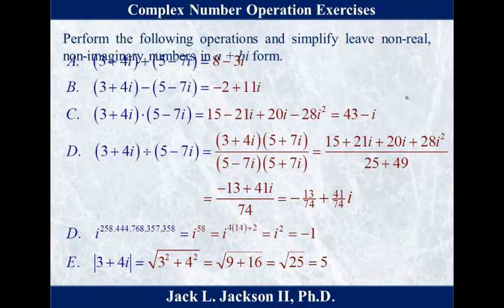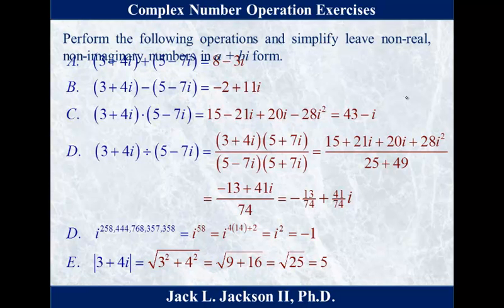Multiplication, just remember FOIL, and remember the i squared is negative 1. The F part is 3 times 5, which is 15. The O is 3 times negative 7i, which is negative 21i. The inner product is 4i times 5, which is 20i. The last times last is 4 times negative 7, which is negative 28. And then you've got i squared. Remember, i squared is negative 1, so that becomes positive 28 plus the 15 is 43. And then for the imaginary, you've got negative 21i plus 20i, which is negative 1i. So the answer is 43 minus i.